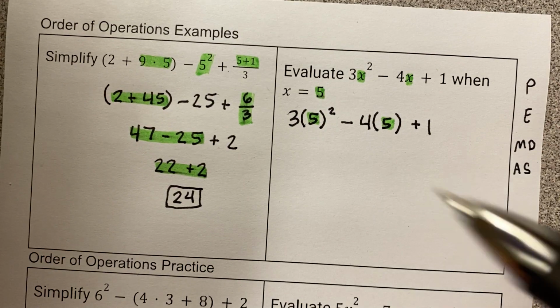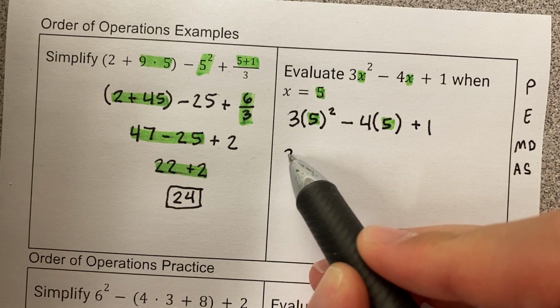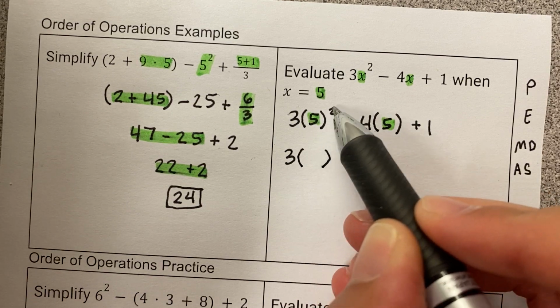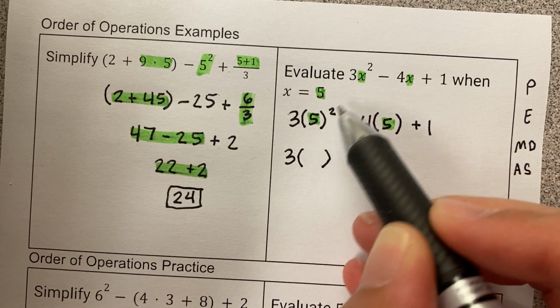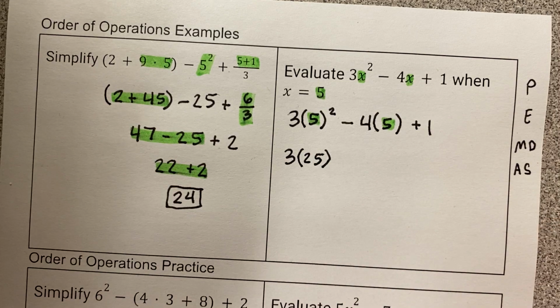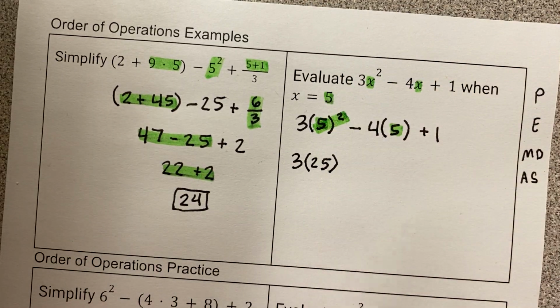Okay, so what I'm going to do first here is I'm not going to do this 3 times 5. Look, I'm not doing the multiplication. I'm going to bring down the 3. I'm going to leave the multiplication because I'm not doing that math yet. The math that I am doing is this 5 squared. Okay, so 5 squared is 5 times 5. That's 25. So the math that I just did was the exponent.